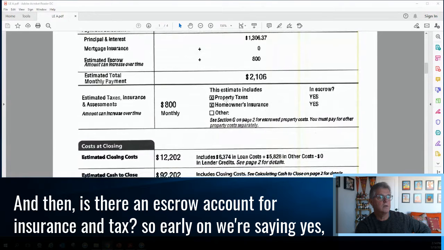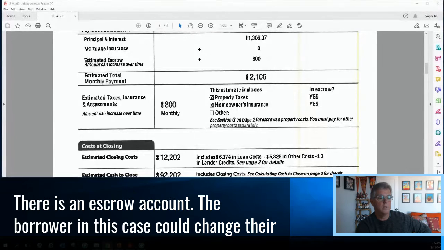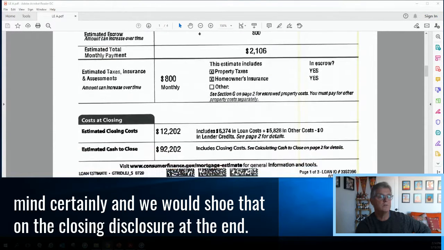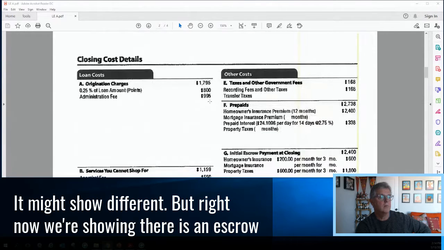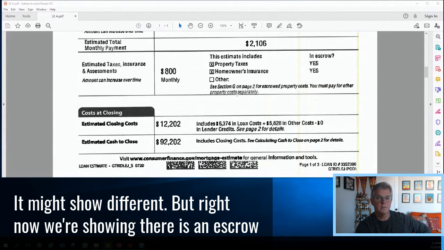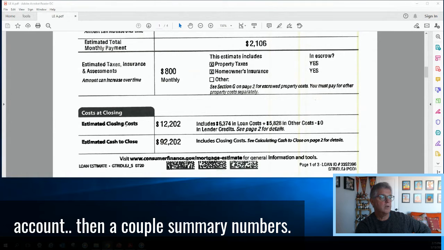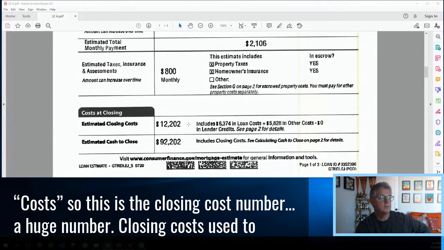And then is there an escrow account for insurance and tax? So early on, we're saying, yes, there is an escrow account. Borrower can probably, in this case, could change their mind, certainly. And on the closing disclosure at the end, it might show different. But right now, we're showing there is an escrow account. Then a couple summary numbers, closing costs. So this is the closing cost number, a huge number.